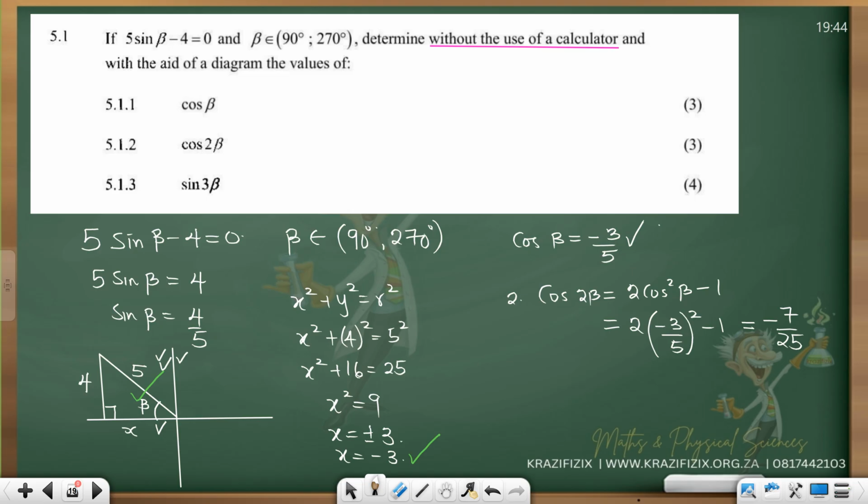Oh, the next one is nice. Sine 3b. Are we going to multiply by 3? Because what we are used to is double angle, half angle. Now what is this? Triple angle. But look at this, my good learners. If I say sine 3b, you know what it means? It is basically sine 2b plus b.